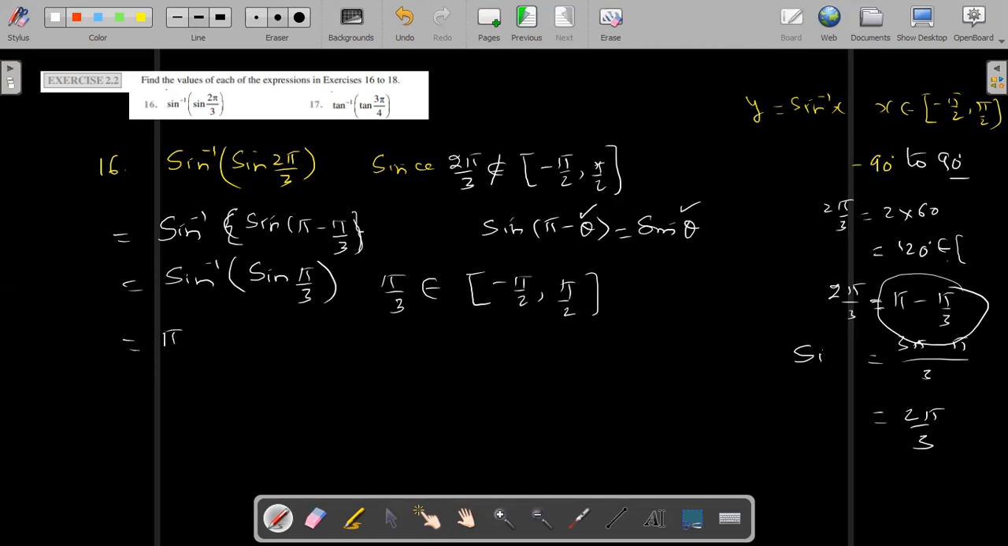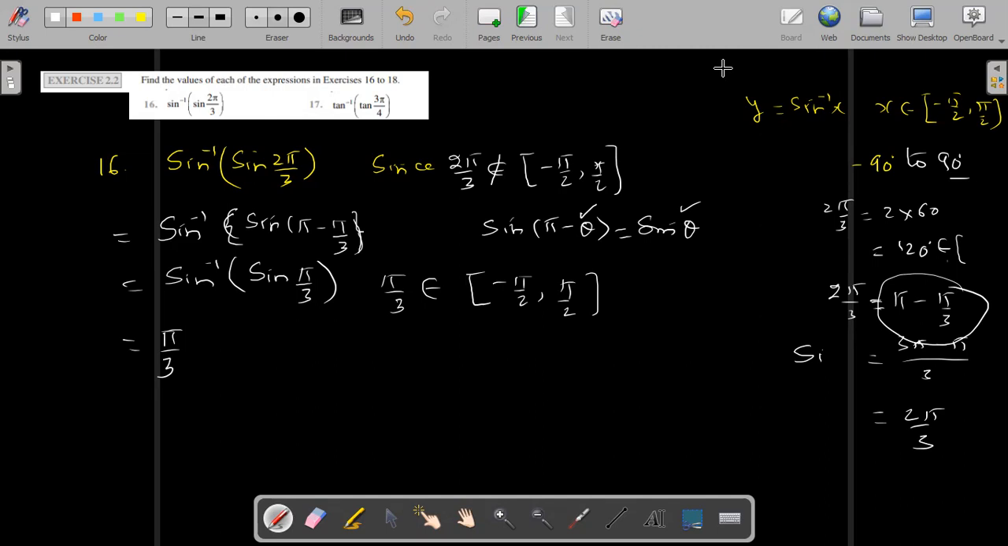Pi by 3. That is very important. Do not write directly sine inverse sine 2 pi by 3 is equal to 2 pi by 3. No, you have to check the range of that inverse trigonometric function.